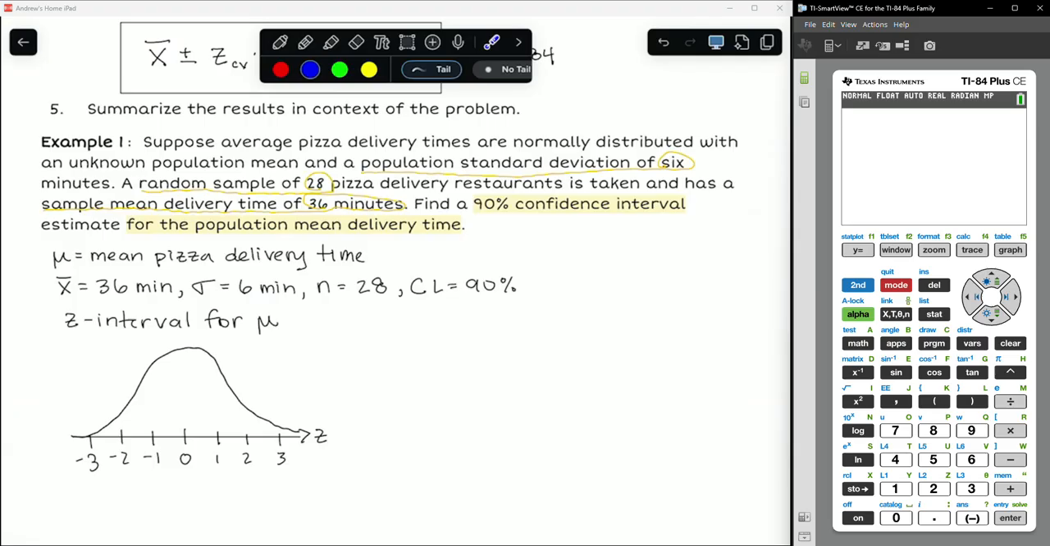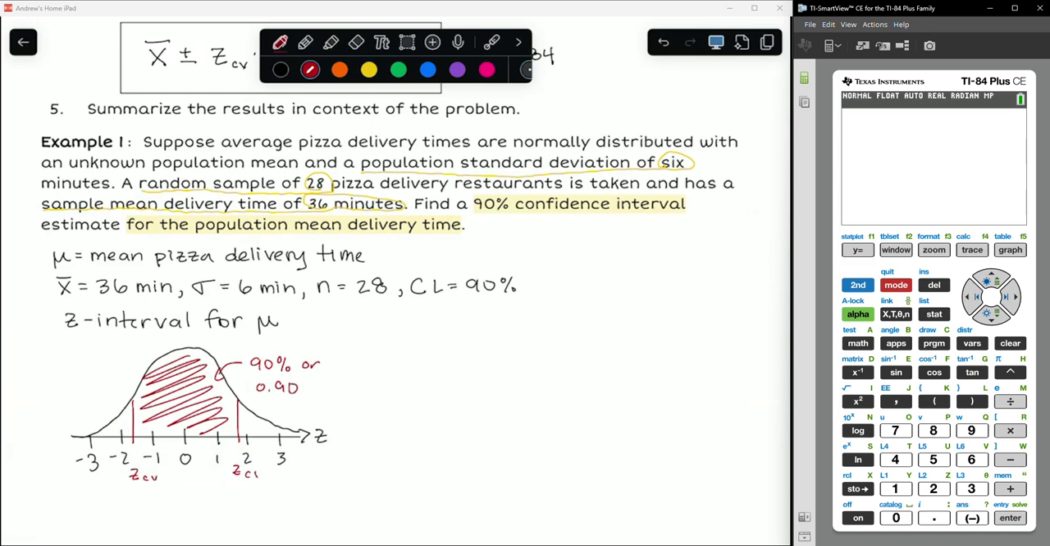And I know from the empirical rule that within 1 standard deviation is 68%. Within 2 standard deviations is about 95%. So 90% is probably just inside those 2 standard deviation markers. So I'm going to draw my lines here, just inside the boundary for 2. And this area here, I know is 90%, or 0.90. And I want the z values that go with it.